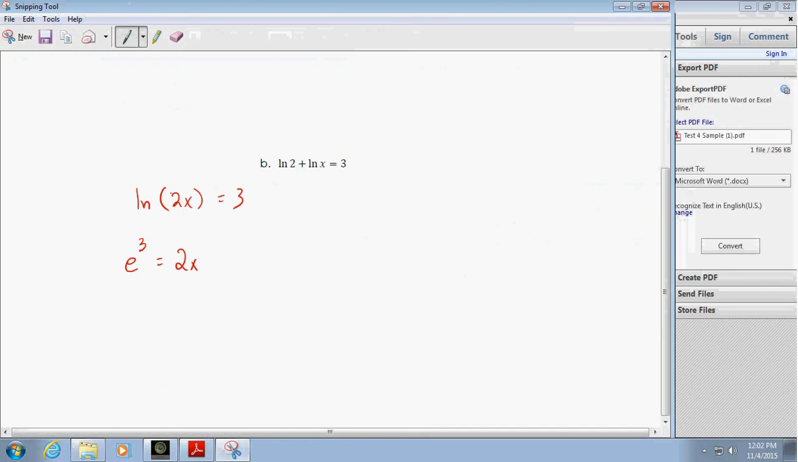I want x by itself, divide by 2, x equals e cubed over 2. Can we get an actual number by putting it in the calculator? It'll be a decimal, but yeah, it'll be a decimal approximation.